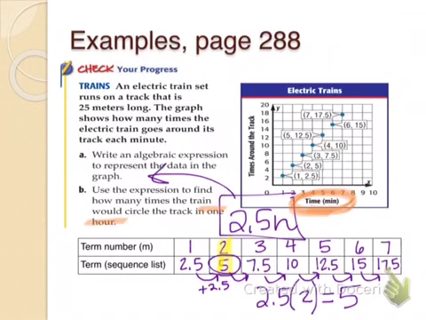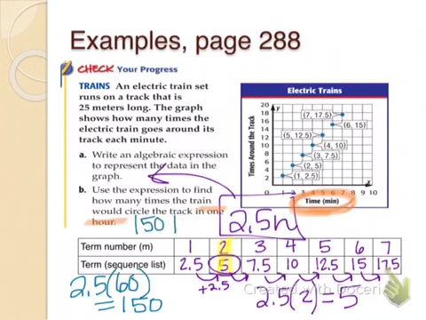So going back to my expression, I want to start with 2.5. Instead of n, I want to fill in 60 because that's how many minutes are in 1 hour. When we multiply that, 2.5 times 60 actually gives us 150. So the train is going to circle the track 150 times in 1 hour.